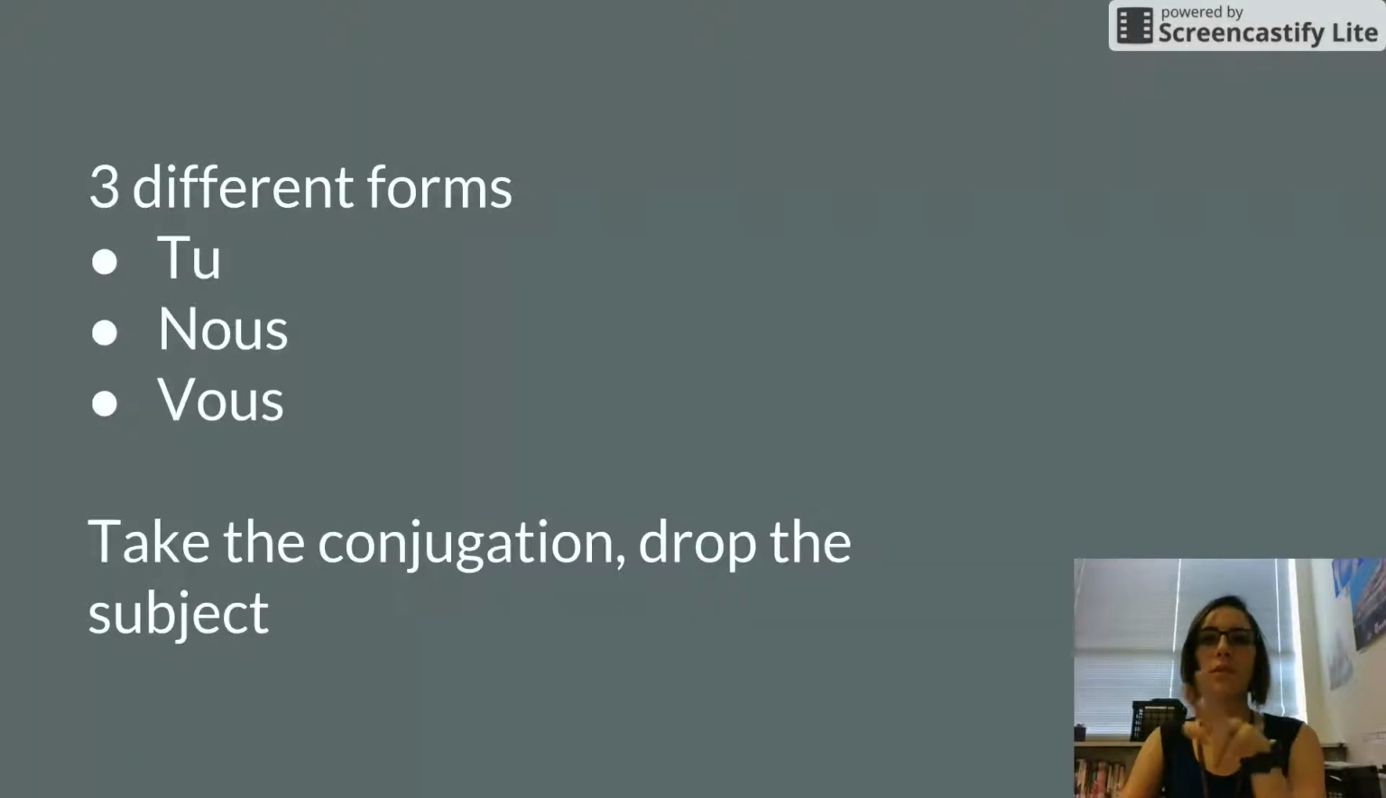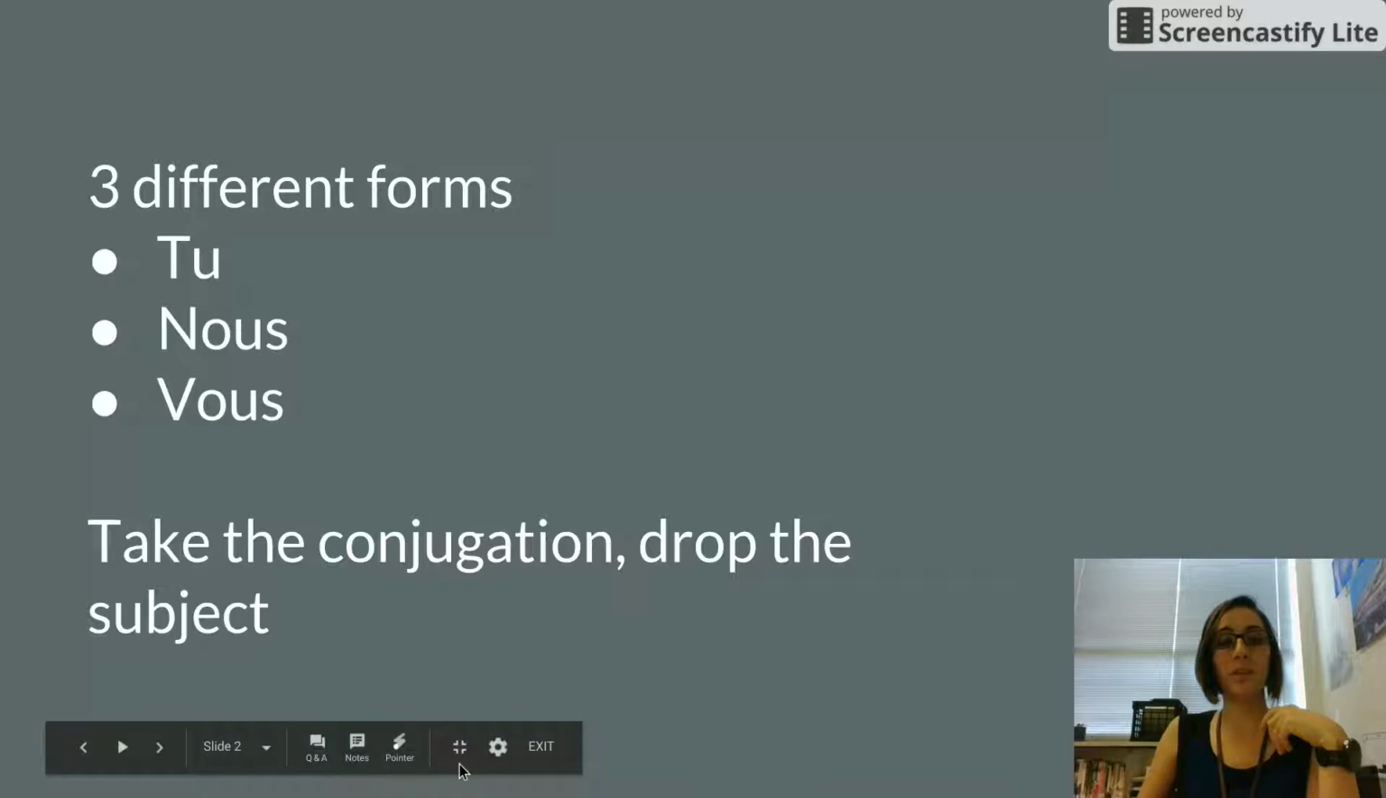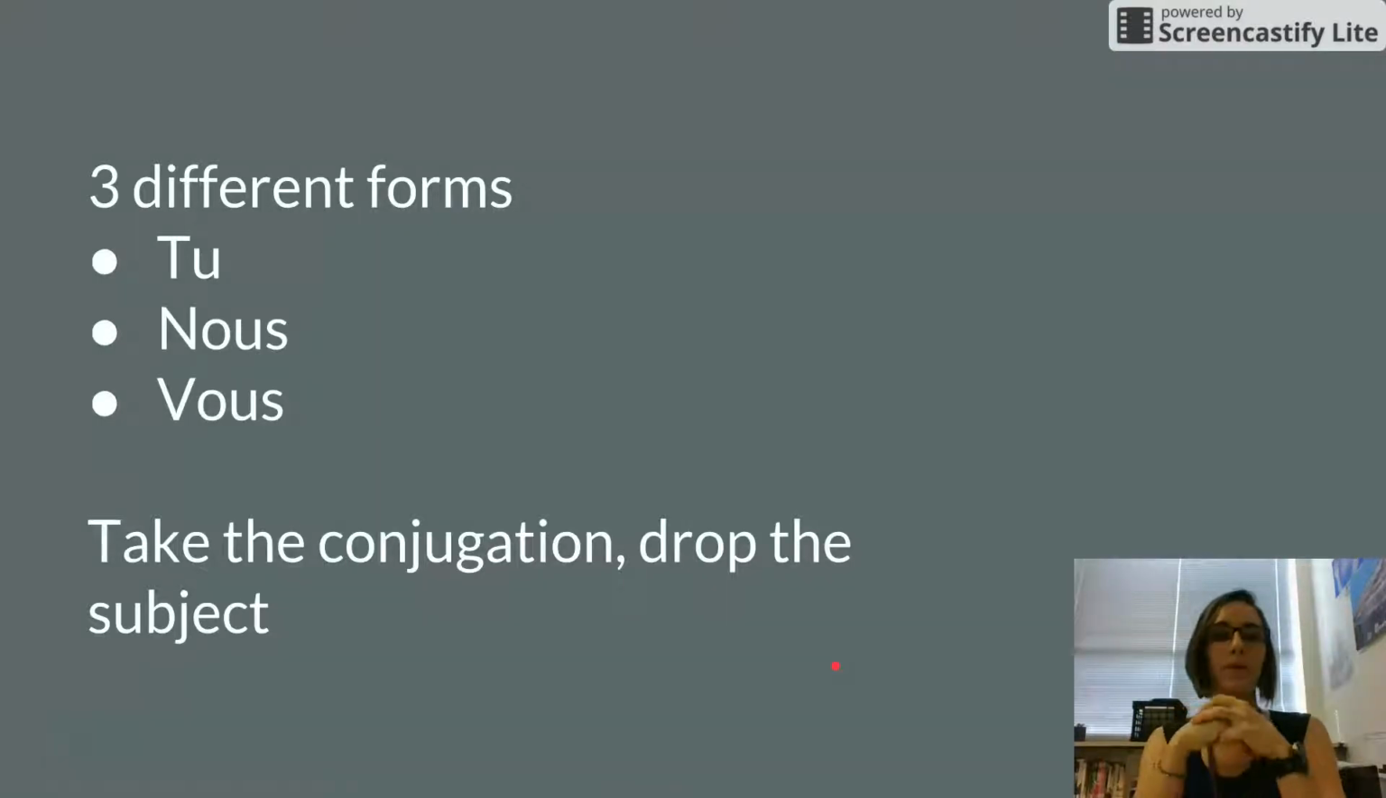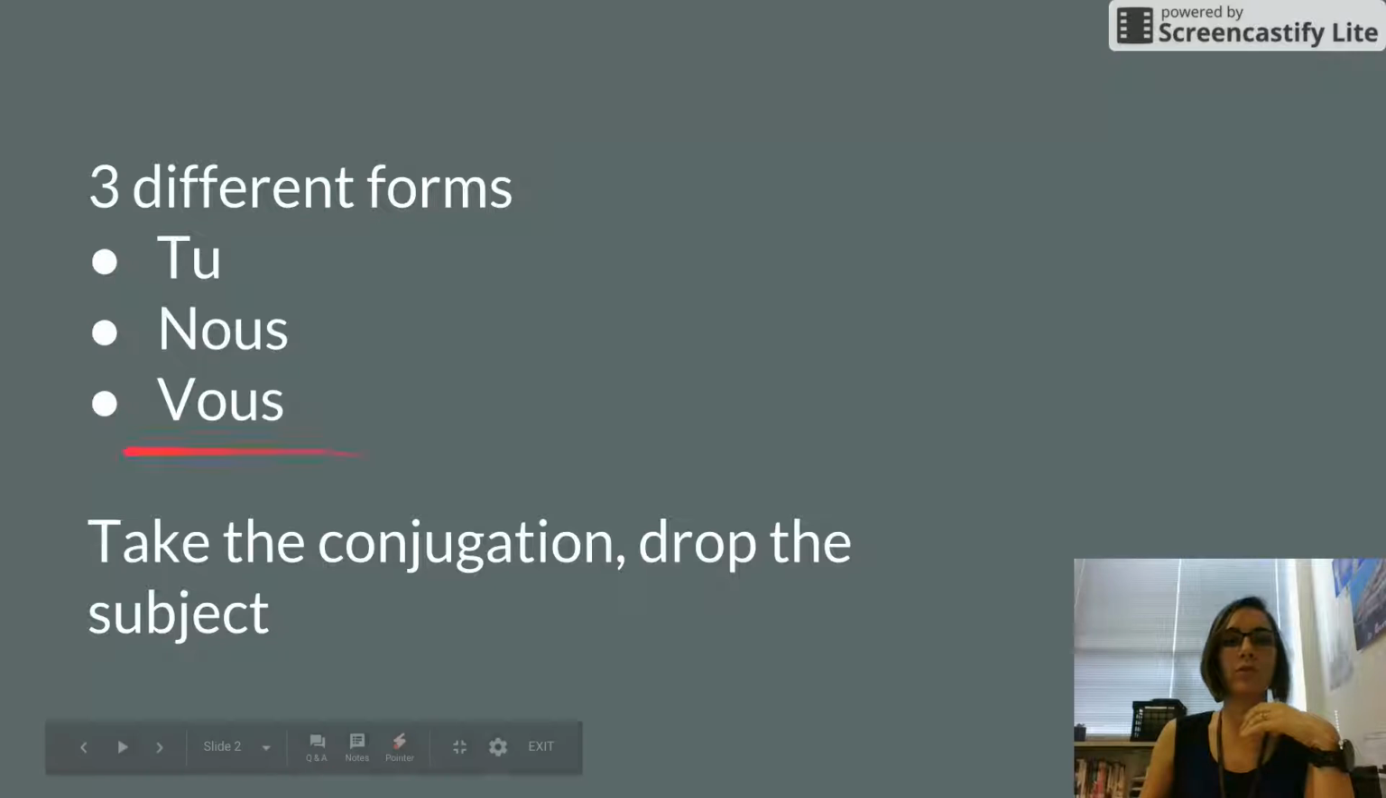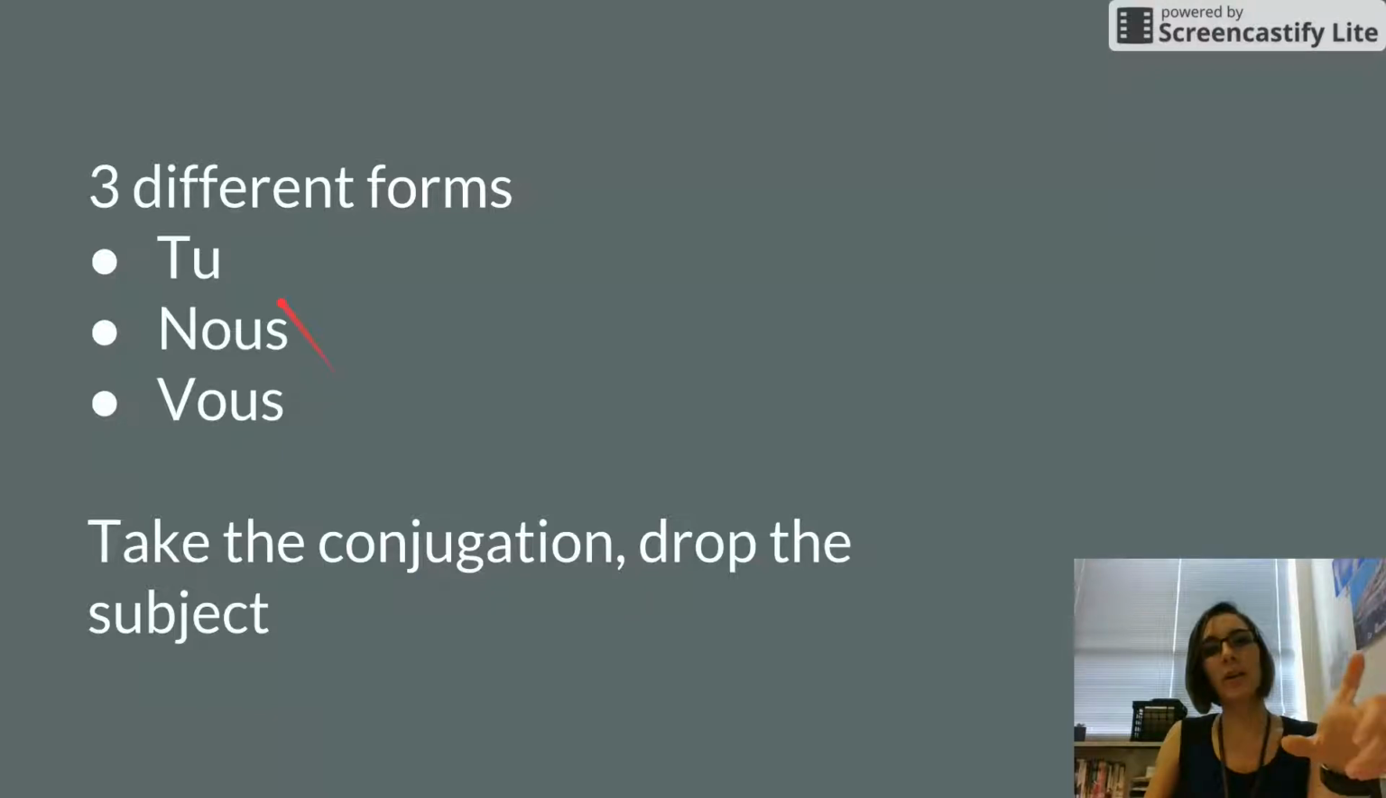Today we're learning about l'impératif, which are commands in French. There are three different forms that are generally used: your tu form, your nous form, and your vous form. It's actually quite simple to conjugate these. All you do is take the regular conjugation and then drop the subject. So whatever the tu, nous, or vous conjugation is for the verb, you take the conjugation and drop the subject.